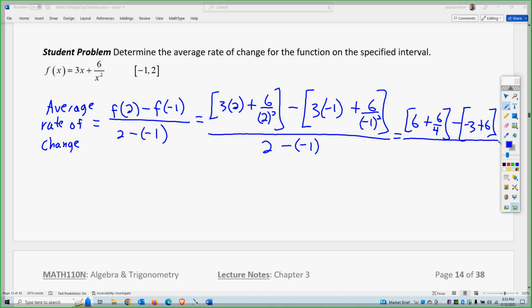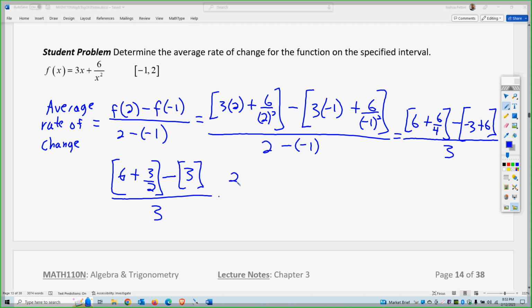All over, let's see, 3 minus, that's a 3 there. Okay, so what we really have here, we'll go all the way back over to here, is 6 plus 3 halves minus, right? So we have 3 minus, that's 3 here, all over 3.